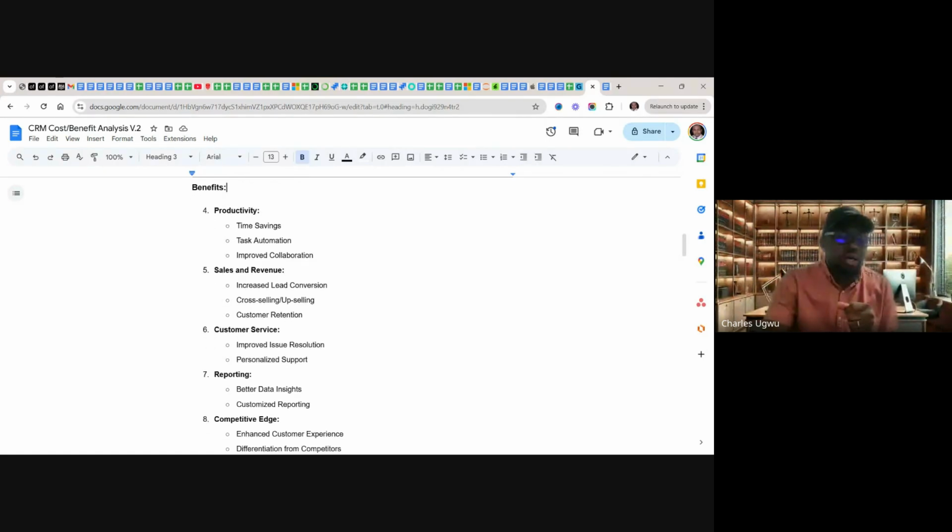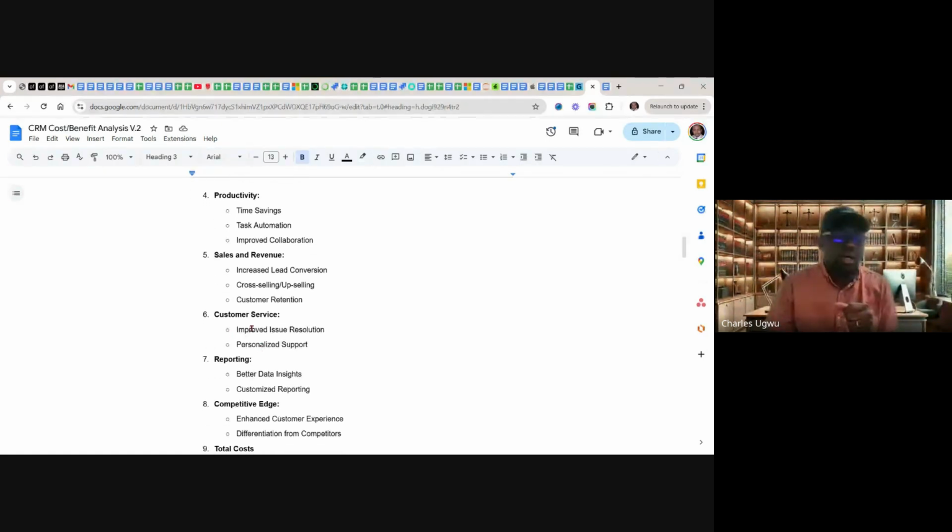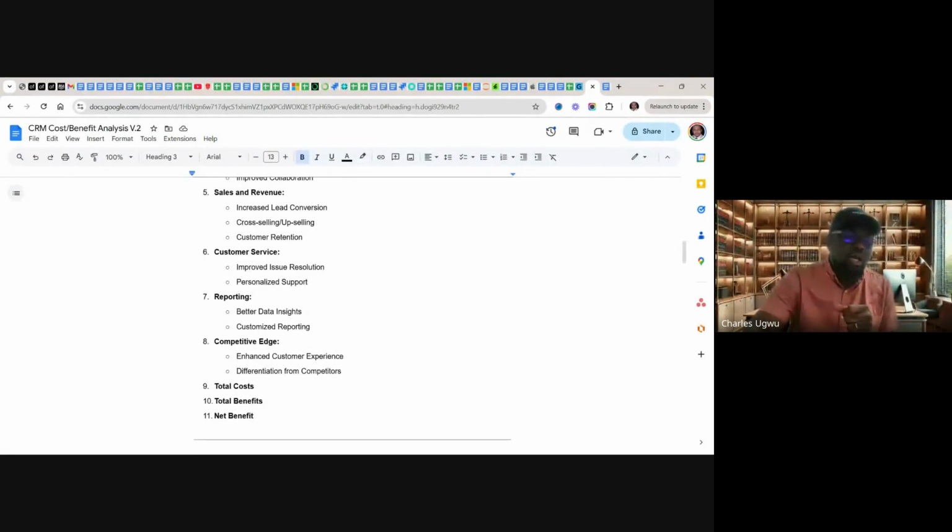And we have customer service: improved issue resolution, personalized support. Then we have reporting: better data insights, customized reporting. And then we have competitive edge: enhanced customer experience and differentiation from competitors. These are all the benefits you can get from this kind of project.